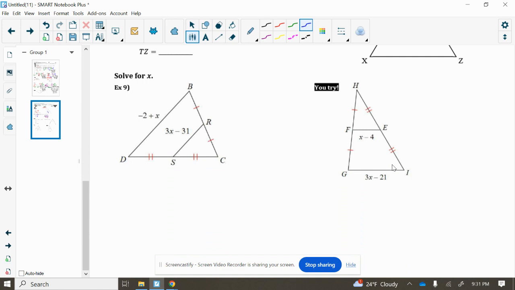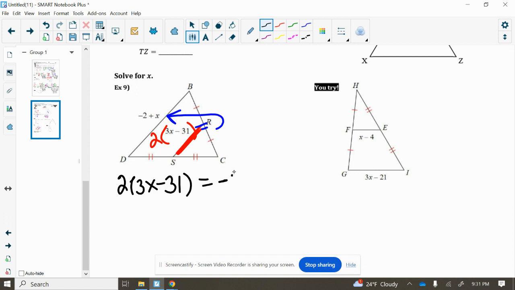All right, our last example is asking us to solve for the value of x. Well, again, with our midsegments, we know if we double our midsegment, it then will equal that third side. So again, if I double my midsegment expression here of 3x minus 31, that has to equal the third side of my triangle that it's parallel to. Distribute and start solving.